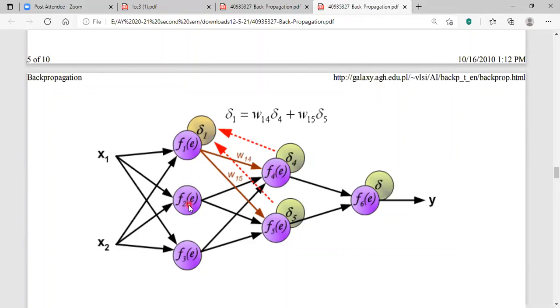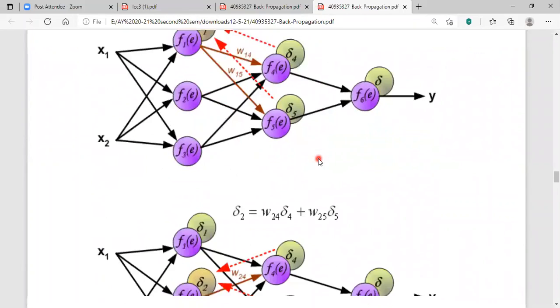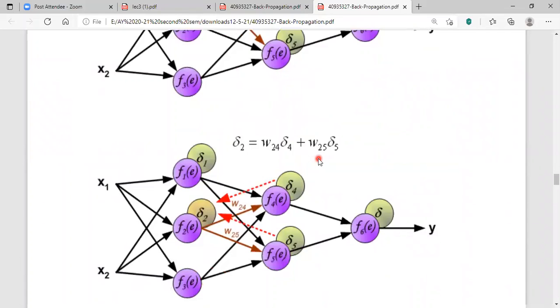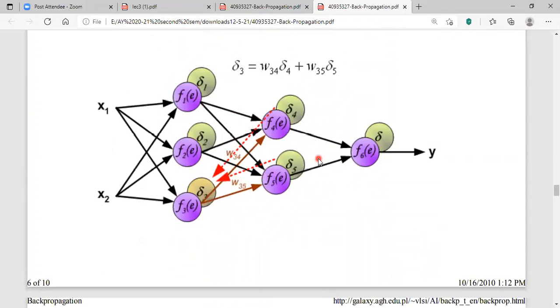So delta 2 will be W24 into delta 4 plus W25 into delta 5. The delta 3 will be W34 into delta 4 plus W35 into delta 5. Hope it is clear. Delta 2 and delta 3.